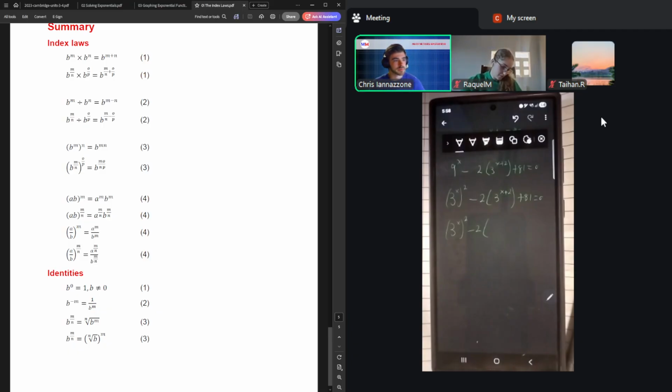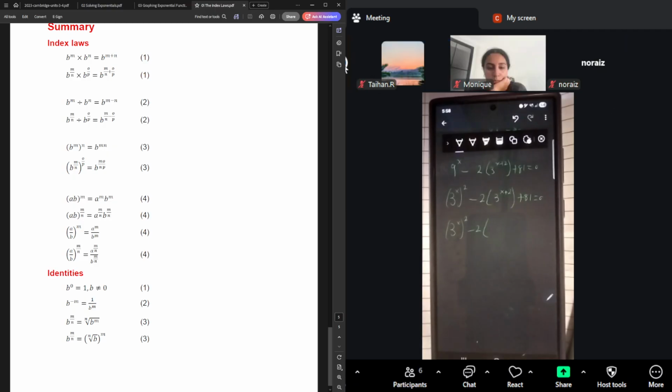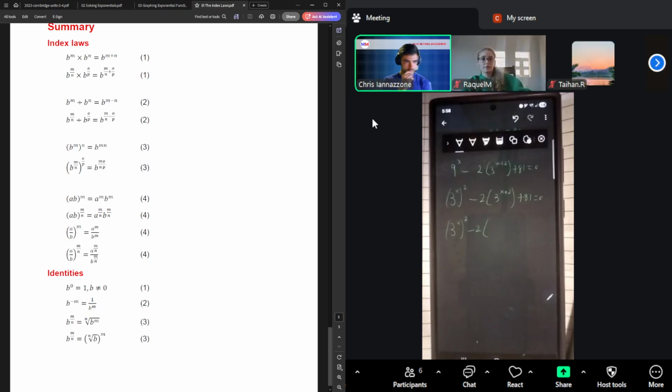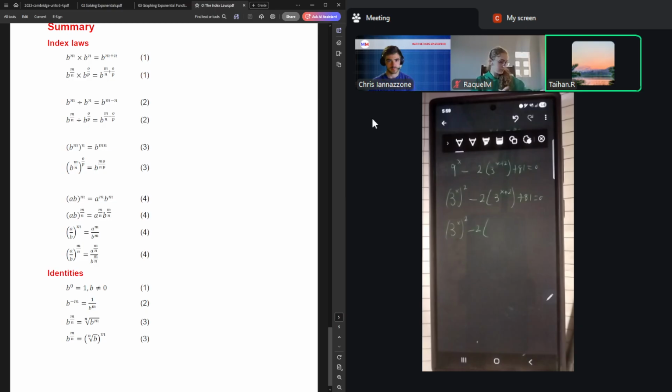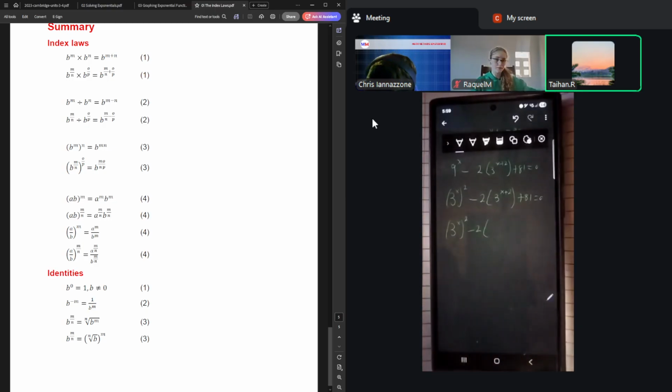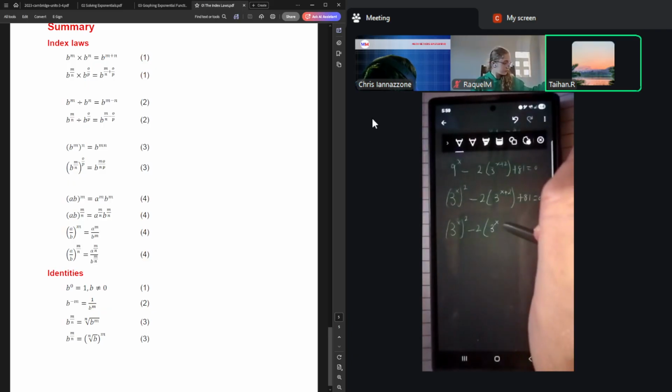Even if you don't know what's going to happen at the end, if you could just pick out what index law seems like it should be the one to use, I'll take that as well. Number 1. Number 1, that's right. Do you know what that's going to look like? Or do you just see the similarities? It would just be 3 to the power of x times 3 squared. Yeah, that's right.